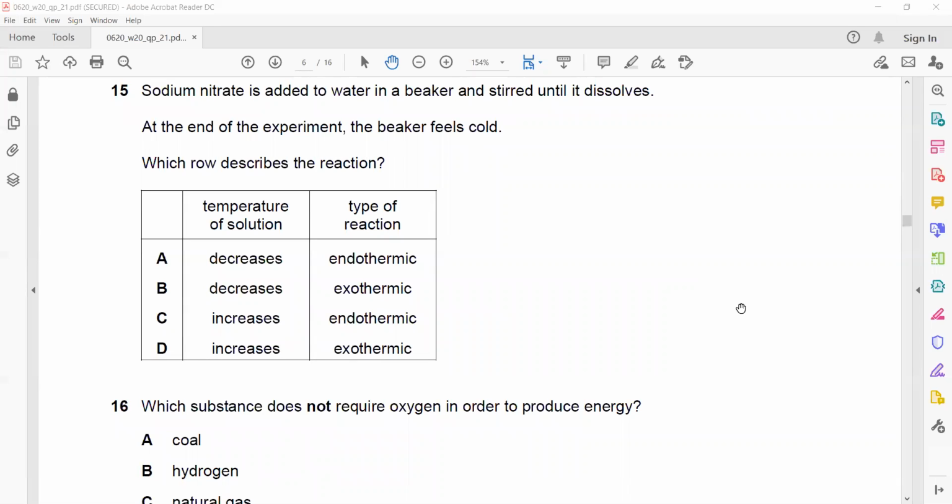Question 15. Sodium nitrate is added to water in a beaker and stirred until it dissolves. At the end of the experiment, the beaker feels cold. Which row describes this reaction? A, temperature D, decreases. For question 15.